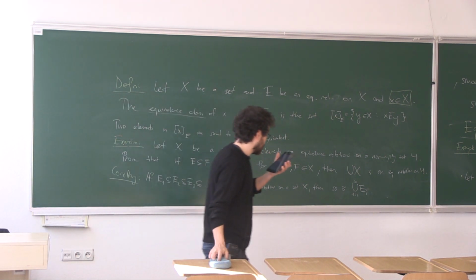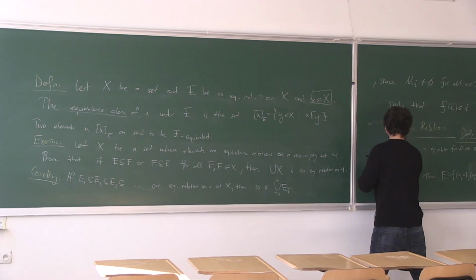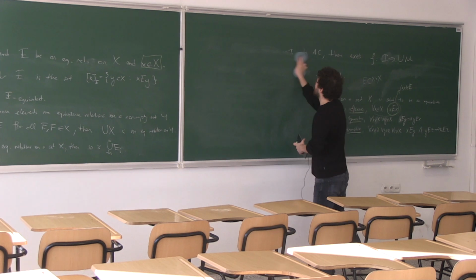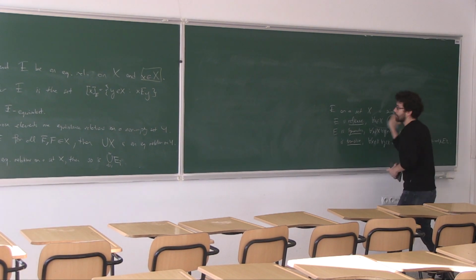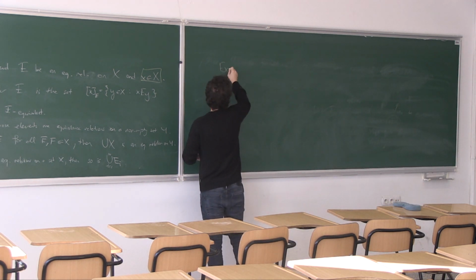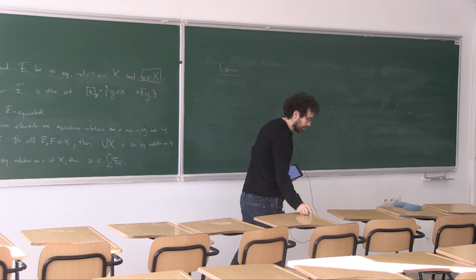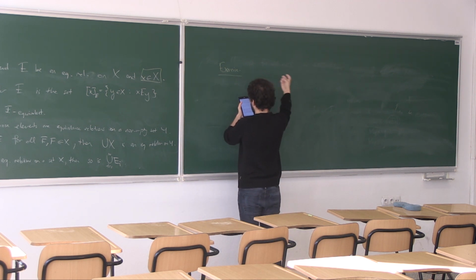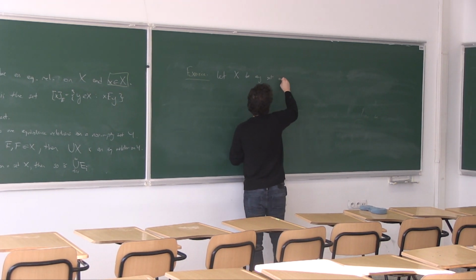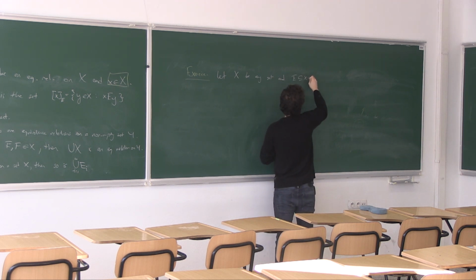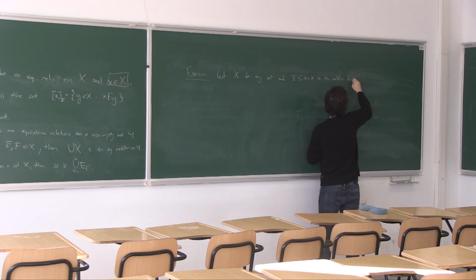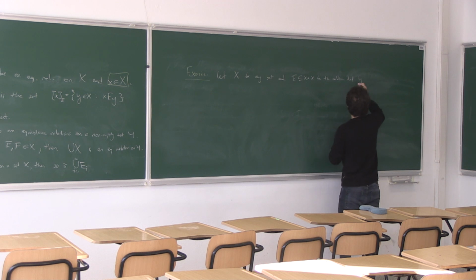One more exercise. This is a simple one. Okay, I need to be quicker. I was planning to finish talking about partitions today. This is a simpler one. This is just to check that you understood the definition. Let X be any set and E be the relation defined by the following.